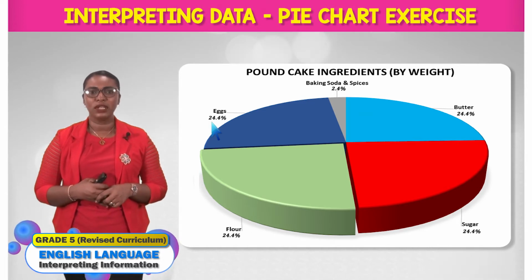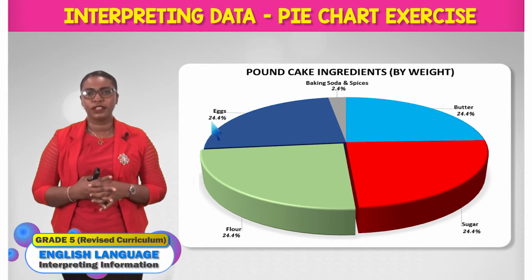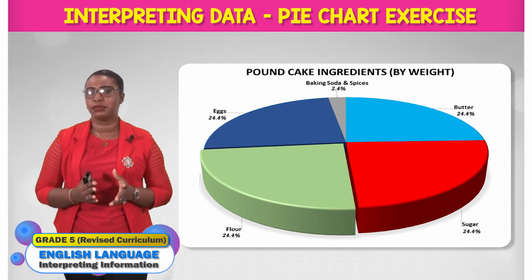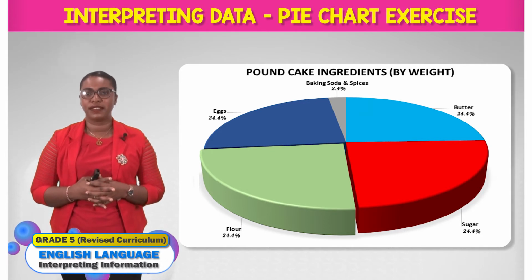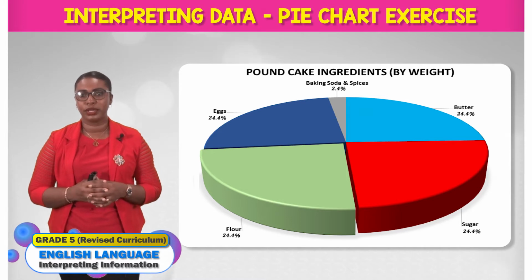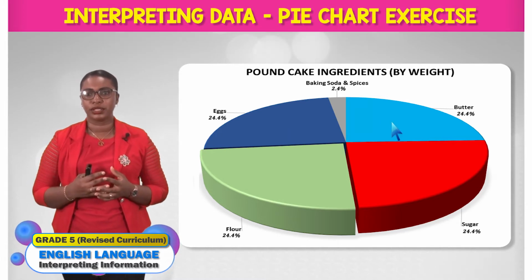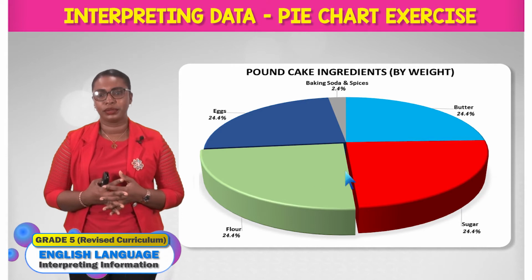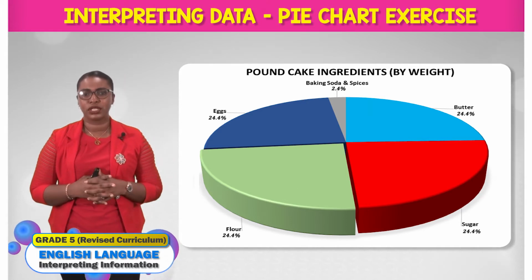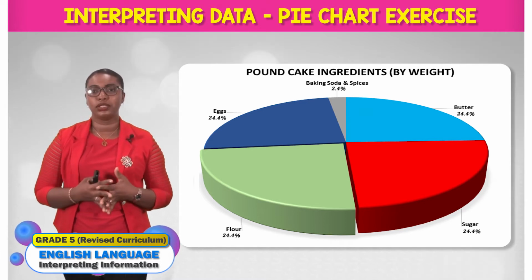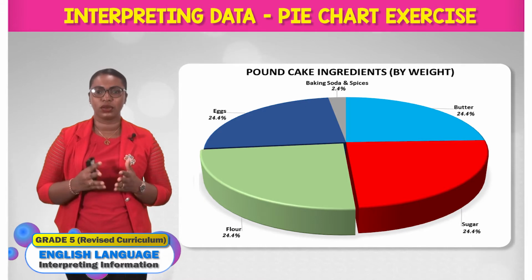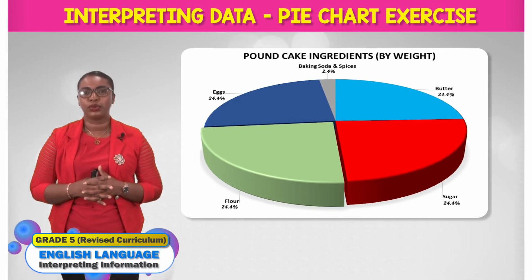Now, if you're to look carefully also, you will notice something with the different parts to which the pie chart is divided into. As I look at it, I can see that the part for the egg, the butter, the sugar, and the flour seems to be the same. So you have to be careful because the questions asked will be based on how you interpret what is represented on the pie chart. Now, question 1.